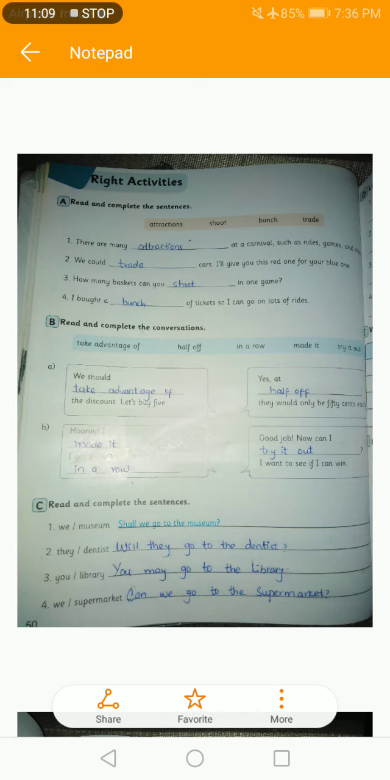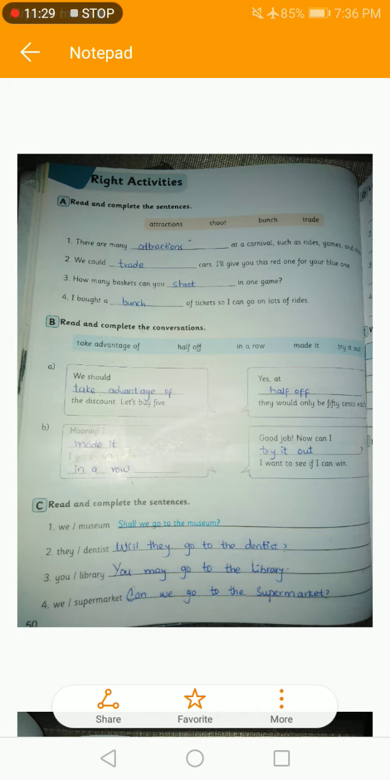We should take advantage of the discount. Let's buy 5. Yes, at half off they would only be 50 cents each. Okay, look at the B. Hooray, I made it. I got 3 baskets in a row. Good job. Now can I try it out? I want to see if I can win.